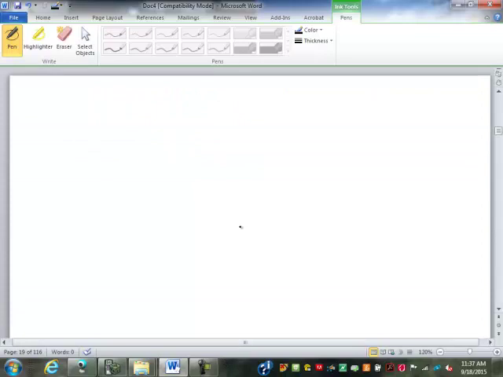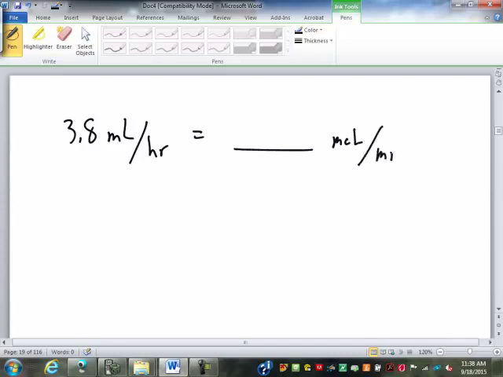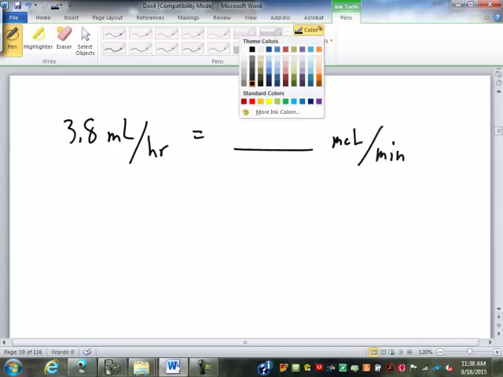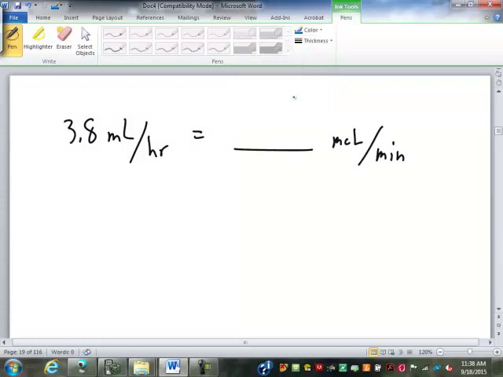Now, we can also look at doing dual unit conversions. We'll run into things like 3.8 milliliters per hour, and want to know what's that in microliters per minute. To convert something like that, we have to remember that 3.8 milliliters per hour is 3.8 milliliters over 1 hour.